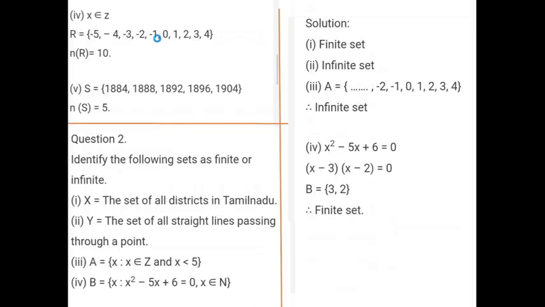See how many elements are there? 1, 2, 3, 4, 5, 6, 7, 8, 9, 10. So our cardinal number is 10. N of R is equal to 10.